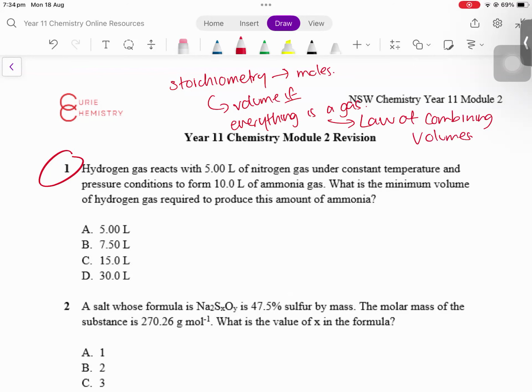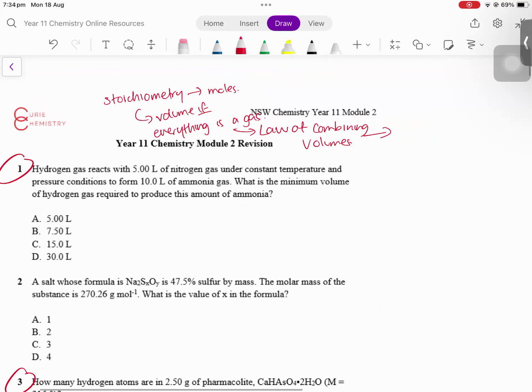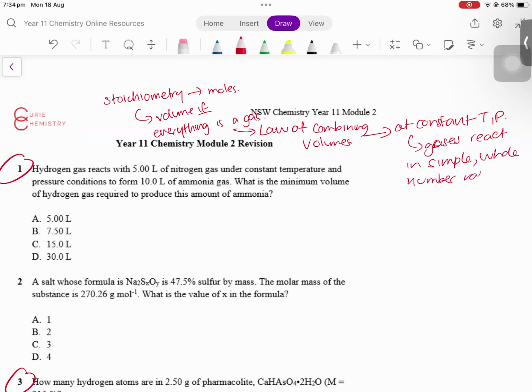volumes. Your law of combining volumes tells you that at constant temperature and pressure, gases react in simple whole number ratios by volume. So the law of combining volumes is basically saying what I just told you. If you've got a gas, the volumes are in stoichiometric ratio.